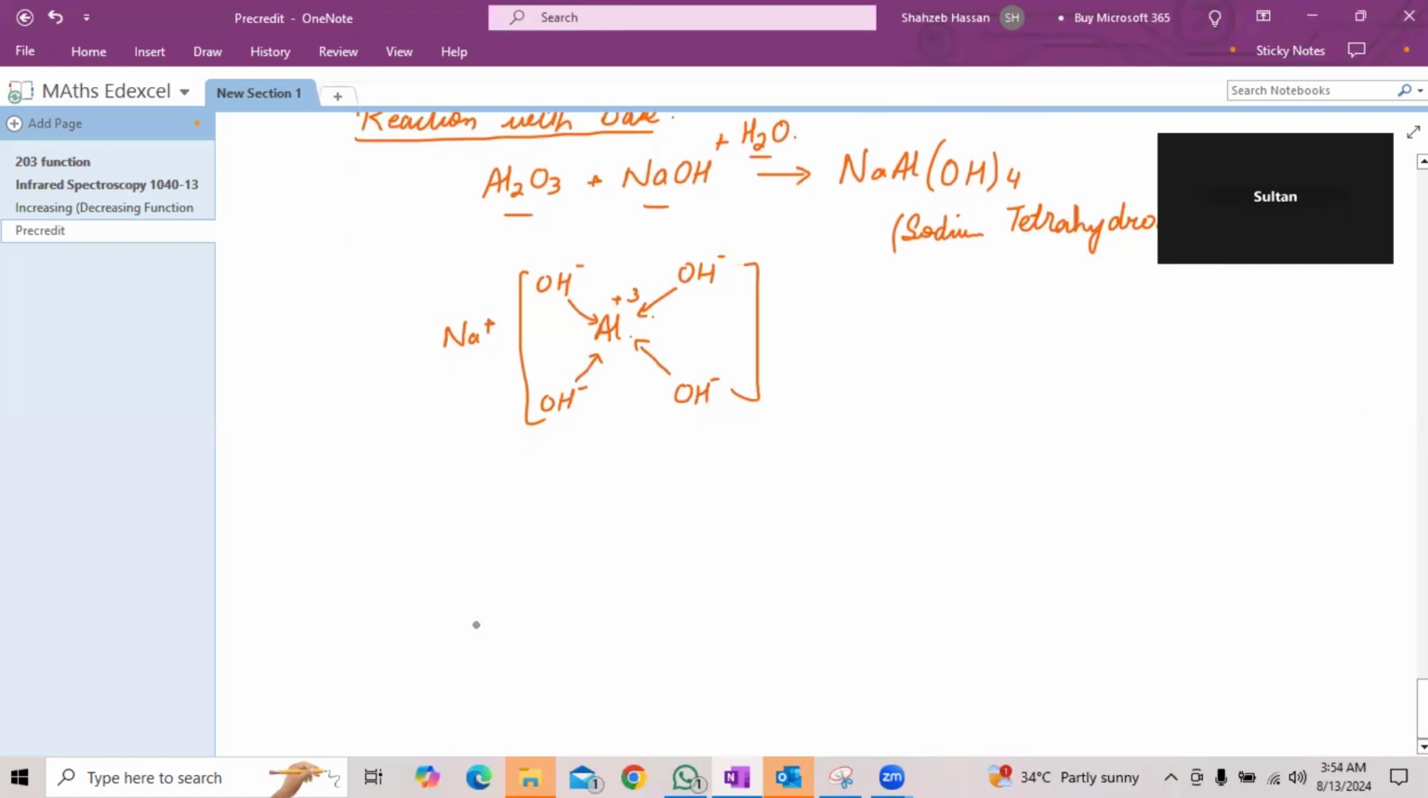What about SiO2? SiO2 is insoluble in water. The same is the case with aluminium oxide. Aluminium oxide is also insoluble in water. So silicon dioxide is insoluble in water as well. SiO2 is acidic in nature.